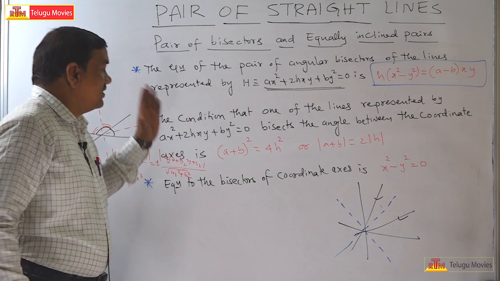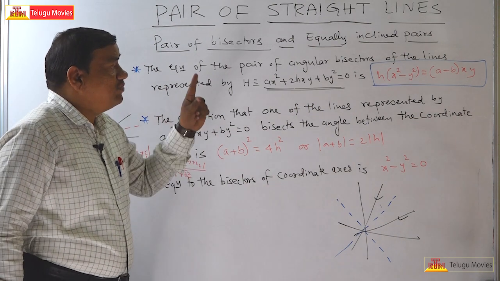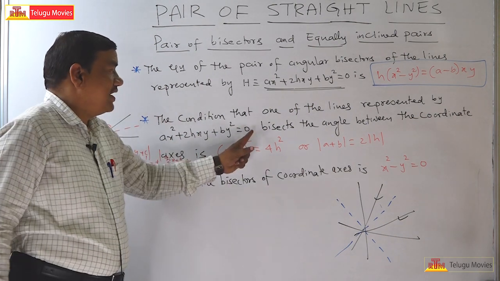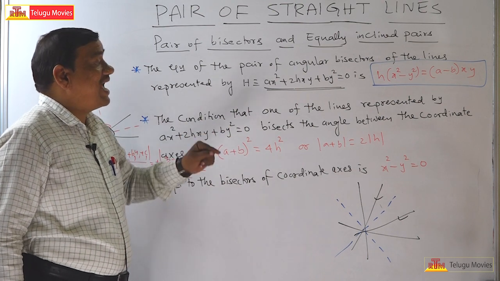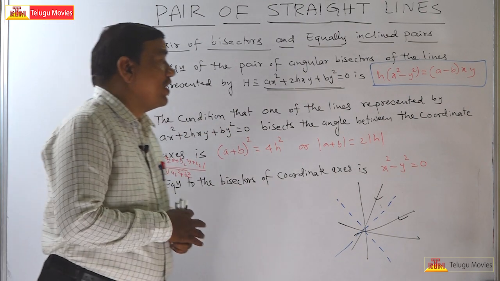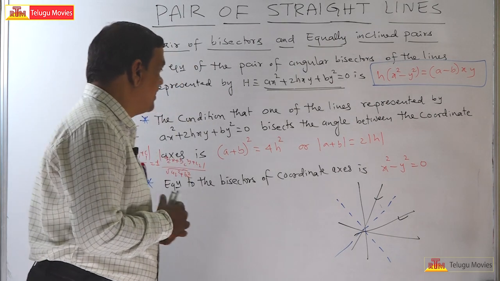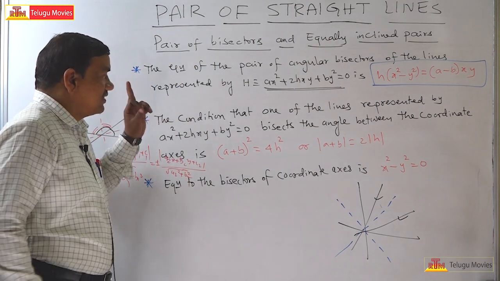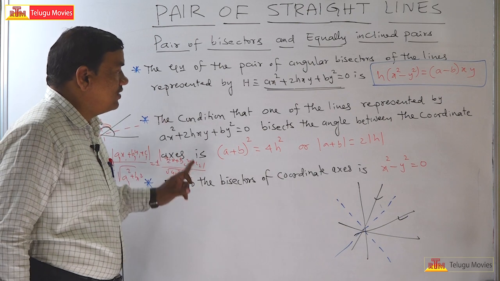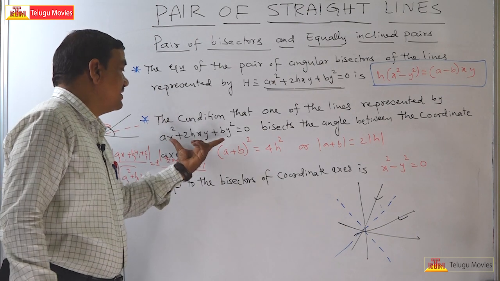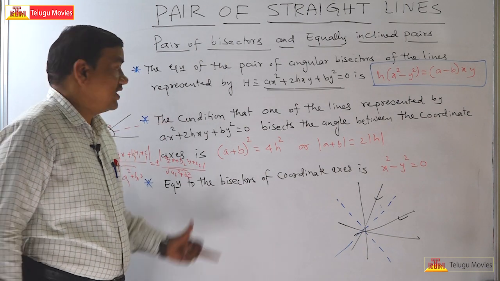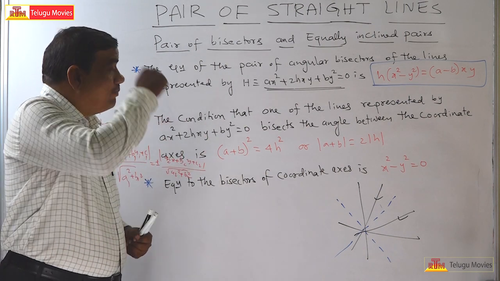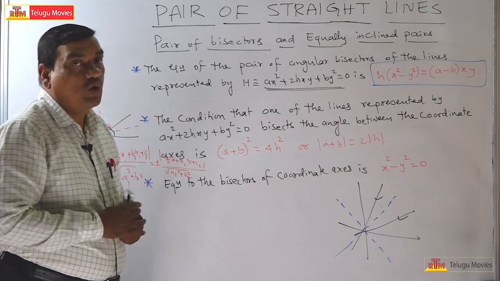The condition that one of the lines represented by ax square plus 2hxy plus by square is equal to 0 bisects the angle between the coordinate axes. Here be careful, once again I will read this statement. The condition that one of the lines represented by this. In this there are two lines. It bisects the angle between the coordinate axes.